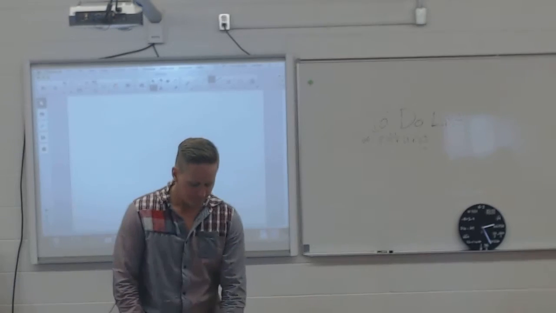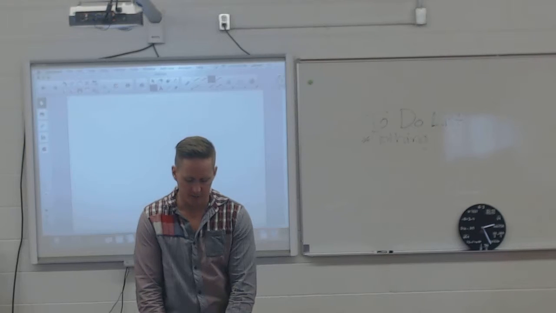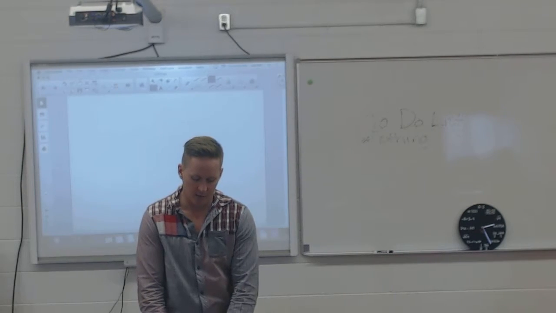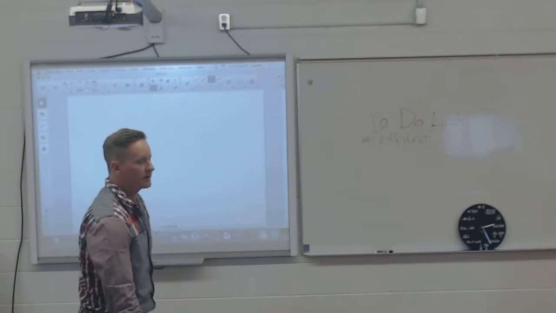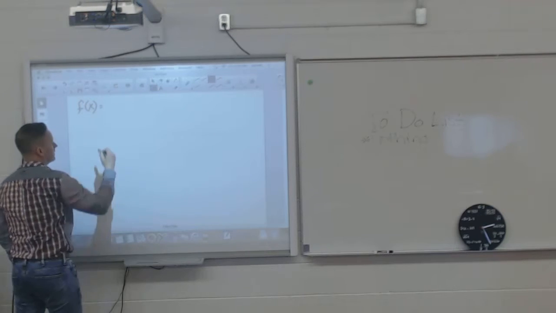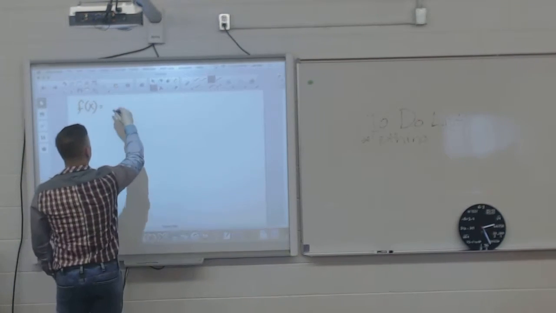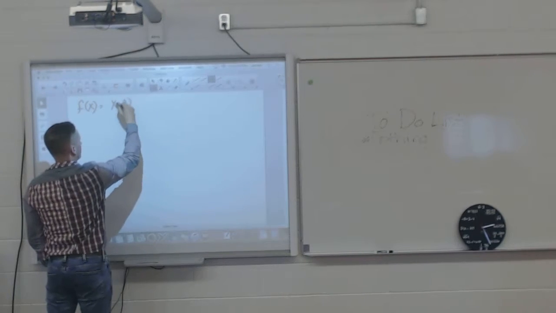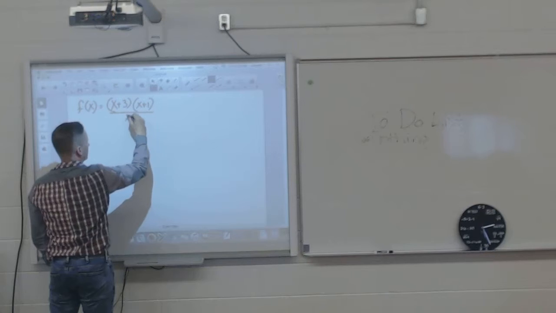Okay, the next one. Compare the following graphs. x squared plus 4x plus 3 over x plus 1, and x squared minus 4x plus 3 over x plus 1. So let's factor them fully. That's the first thing you've got to do. Let's factor that first one. What does it factor to? x plus 3, x plus 1, and all of that is over x plus 1.